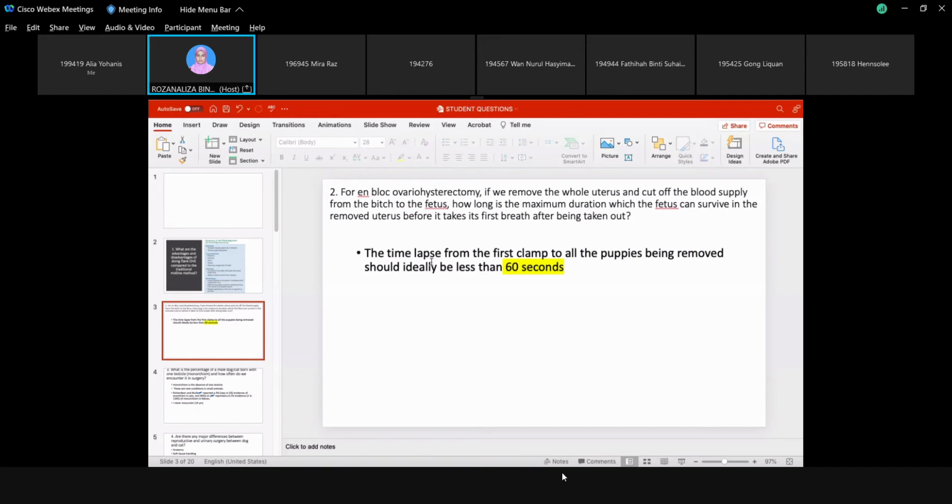So before you even do the first clamp, you really have to lay out your instruments, your OT team, your nurse team. Everyone has to be on standby. There's no time to waste. Clamp, cut, pass the uterus to another surgical team. Cut the uterus, remove the fetuses, and pass the fetuses to the nurses to resuscitate. So the general timing is 1 minute. If you plan to do this, make sure you have enough team members.